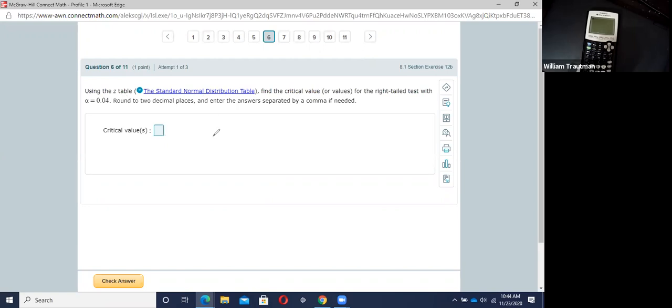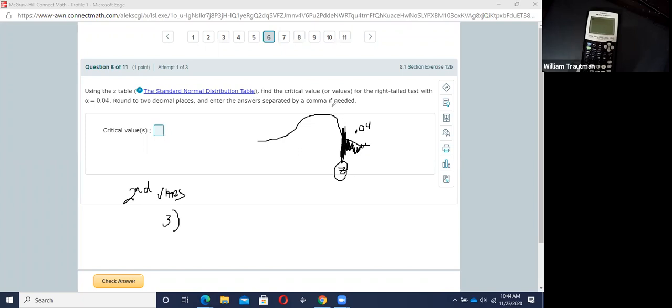Okay, so in this one, it says use the Z table, but use your calculator. Find a critical value for a right-tailed test. So as soon as you see right-tailed test, you shade in the right side with an alpha of 0.04. So we have to find the critical value, the Z value for 0.04. In order to get second vars on our calculator, number 3, you have to type in the area to the left of the Z value.